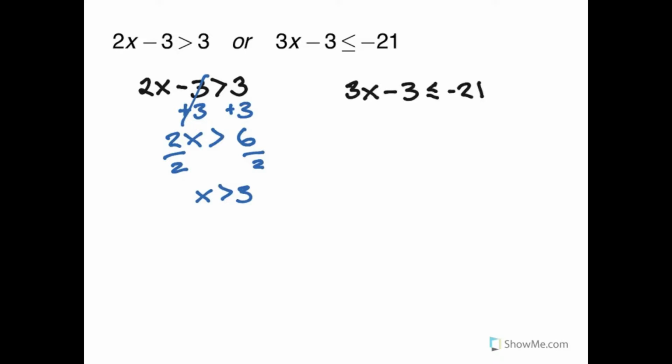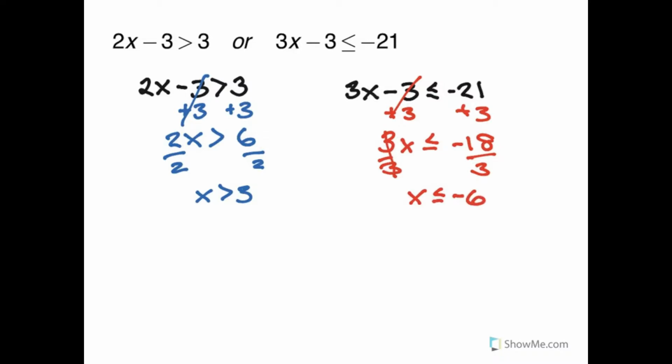Now we'll solve 3x minus 3 is less than or equal to negative 21. We begin by adding 3 to each side, which gives us the new inequality. 3x is less than or equal to negative 18. Now we divide both sides by 3, and we get x is less than or equal to negative 6.